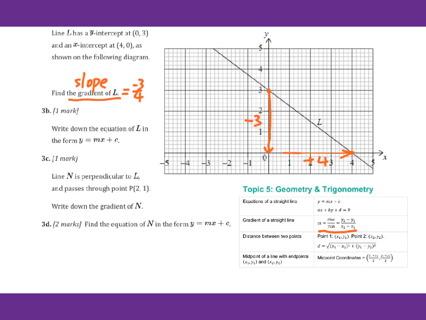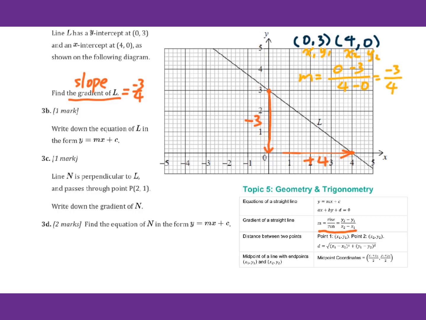Or you can use this formula. You can say 0, 3 and 4, 0, labeled as x1, y1, x2, y2. So the slope equals 0 minus 3 over 4 minus 0 equals negative 3 over 4.